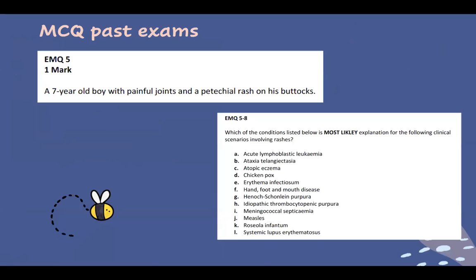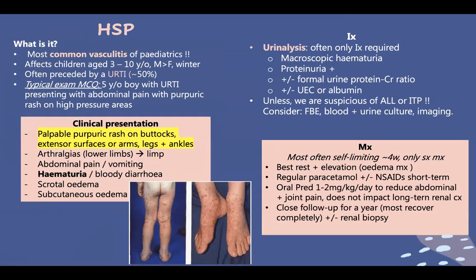7-year-old boy with painful joints. This is a buzzword. Couldn't be more of a buzzword if it tried. So the HSP, which I found out today, is also called IgA vasculitis. It's fine. This is the most common vasculitis in paeds, often preceded by an upper respiratory tract infection. You'll normally get this scenario of a 5-year-old boy with URTI symptoms. Now he's got abdominal pain and a pruritic rash, normally on the buttocks or high pressure areas. So that's kind of what the rash looks like here, and also on the ankles.